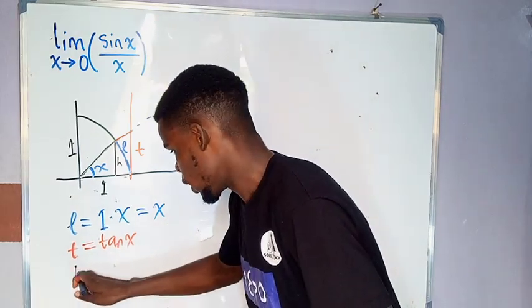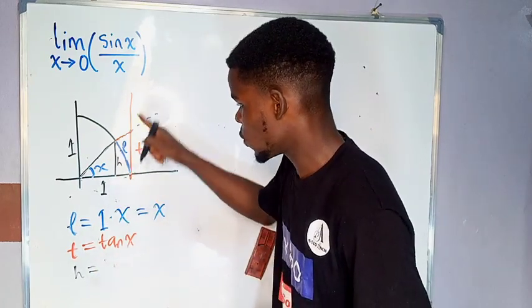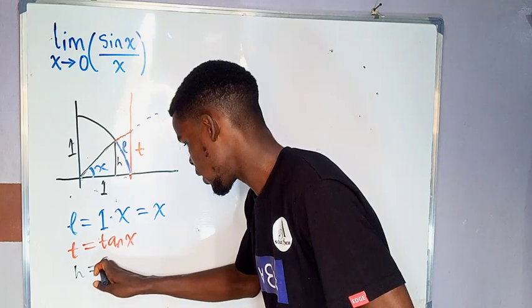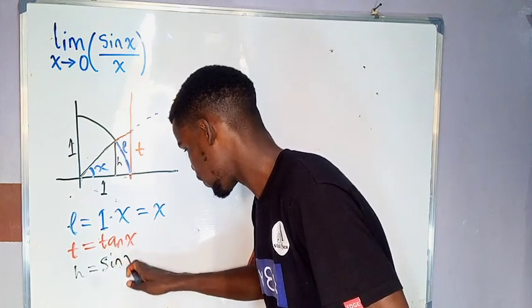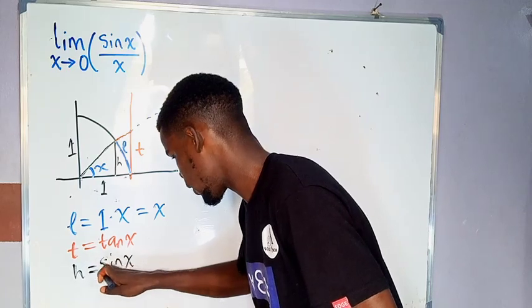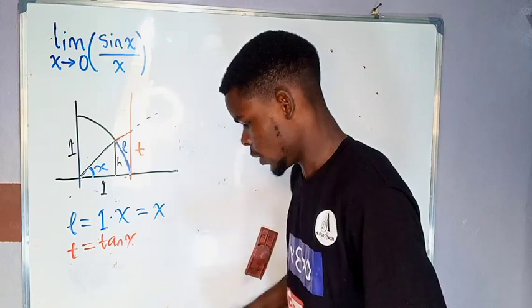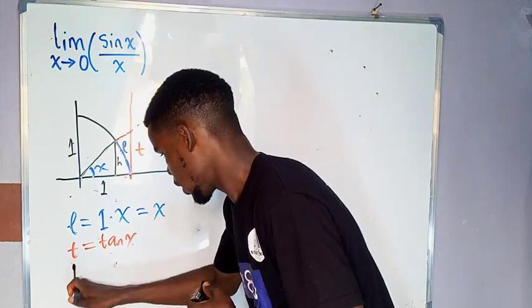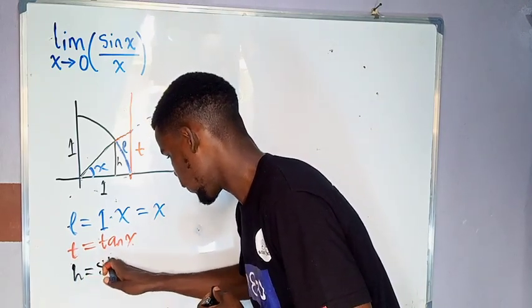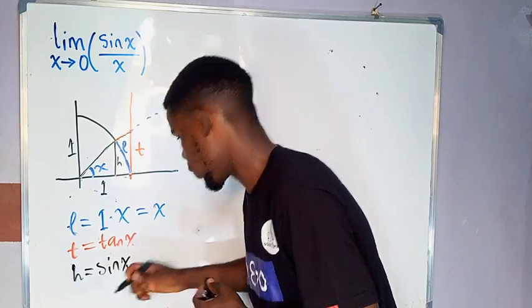Okay, so we're going to call h to be sine of x over 1, which is just sine x, so h equals the sine of x. Oh god, the marker is not writing properly. Okay, h is equal to the sine of x. All right, that's good. So we've set up what we want.